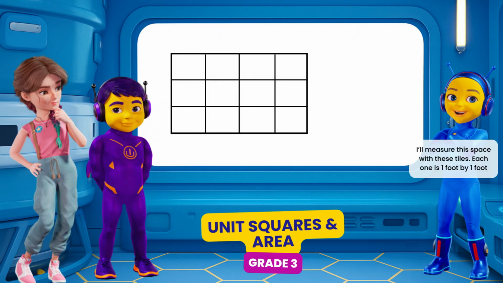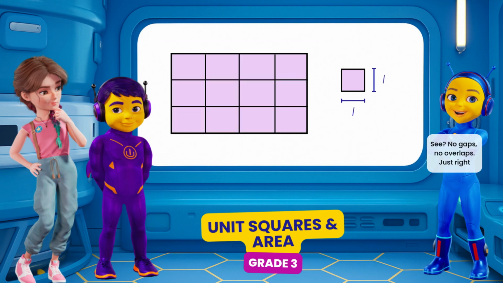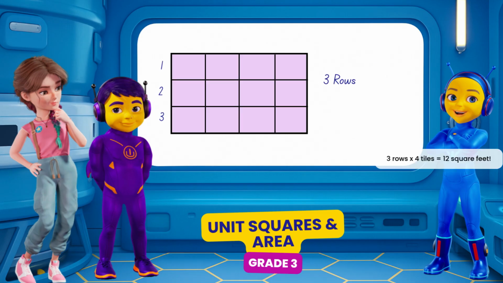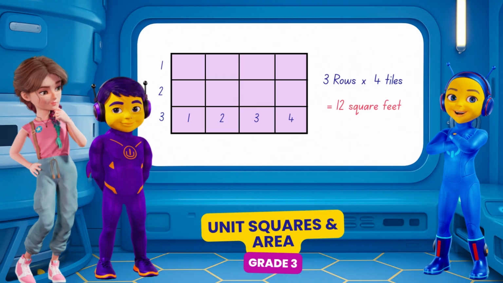I'll measure the space with these tiles. Each one is 1 foot by 1 foot. See? No gaps, no overlaps, just right. 3 rows times 4 tiles equals 12 square feet.